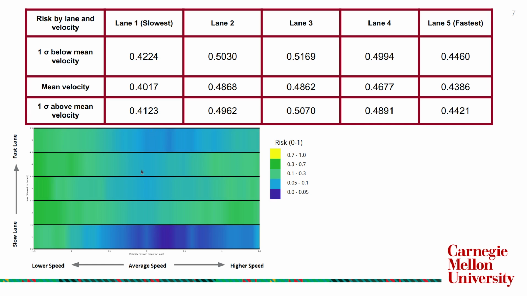And so we find intuitively that going at the same speed as the average velocity in that lane is the safest option. Going faster or slower increases your risk. However, going faster is safer than going slower on this highway.